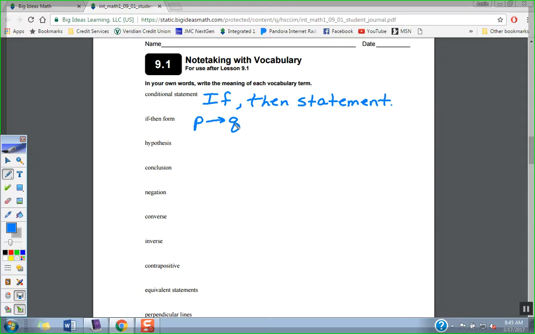Okay, are you good there? Yeah. Hypothesis is the part after what? Not then, but if. Part after if. Okay, what's the conclusion? Part after what? Kids, what's the conclusion? Then. Part after then.